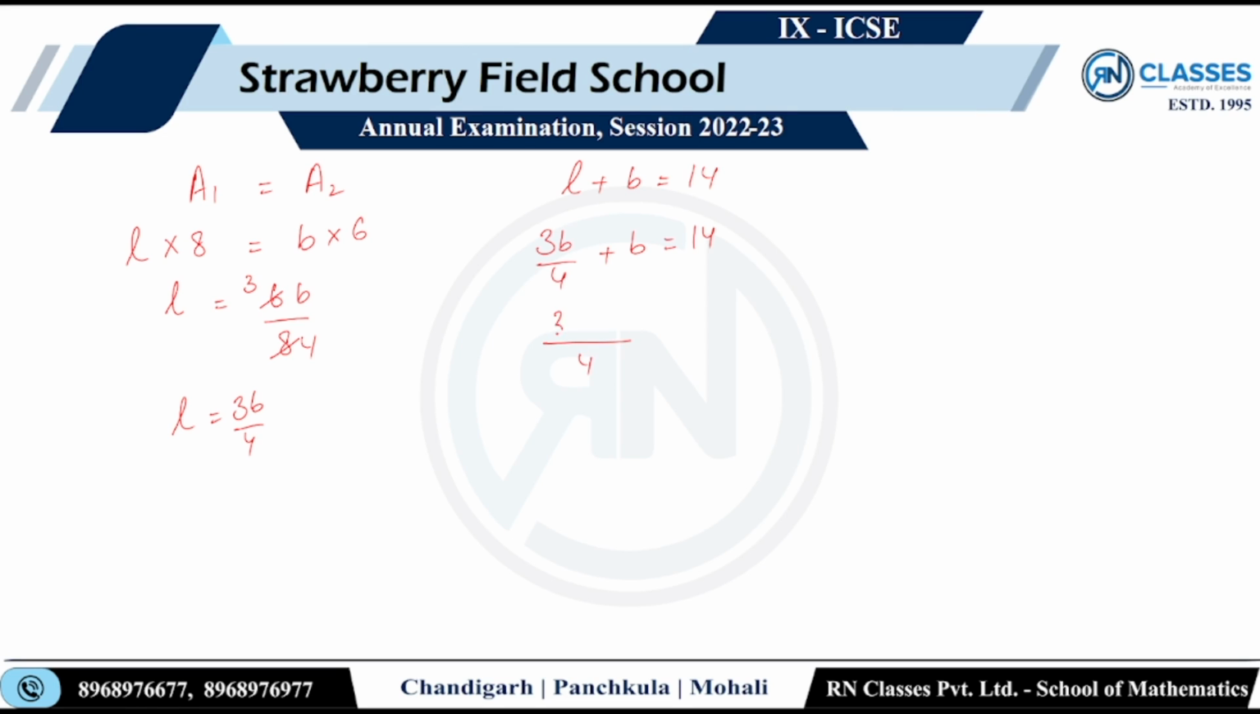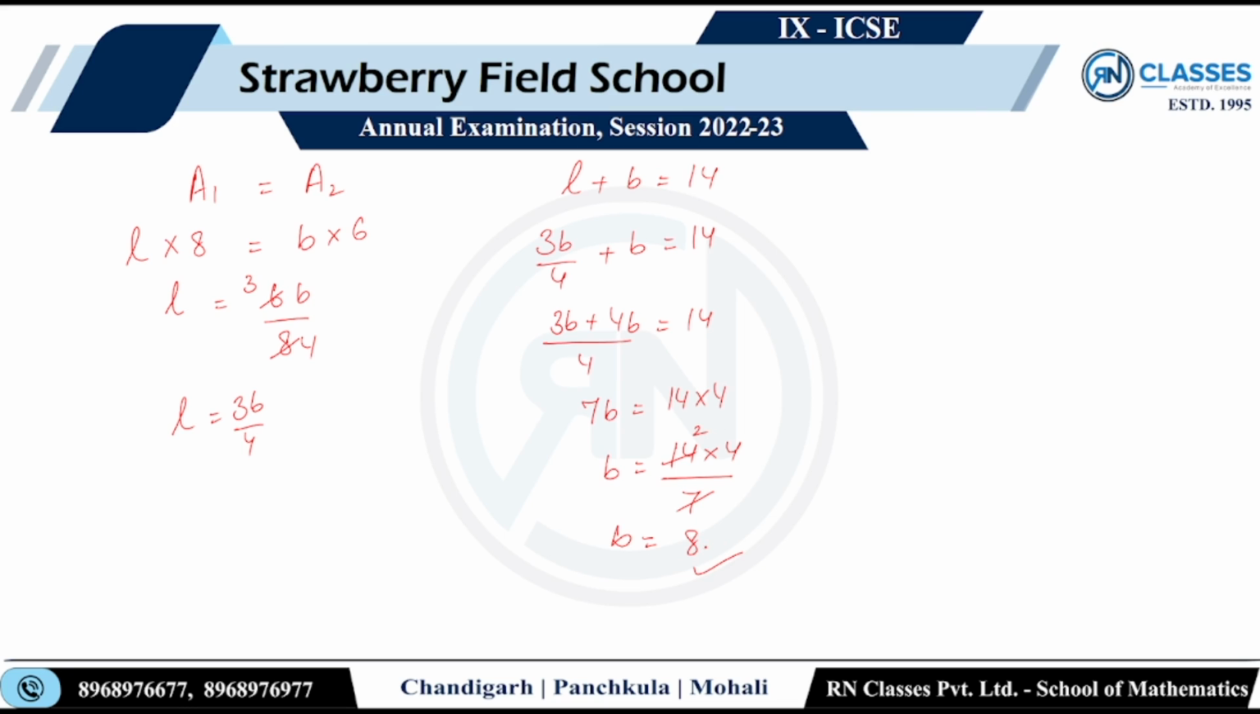So 3B plus 4B is equal to 14. So 7B is equal to 14 into 4. B value is 14 into 4 by 7. B is given to be 8, right?